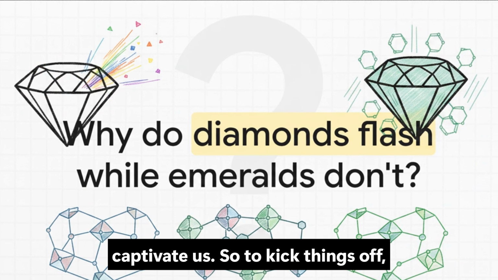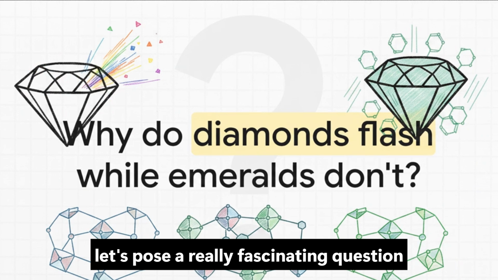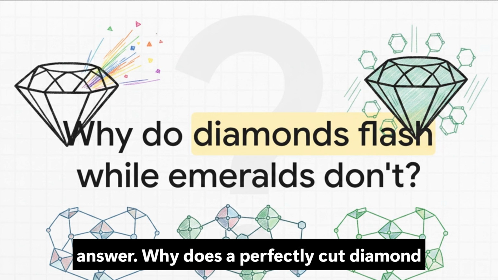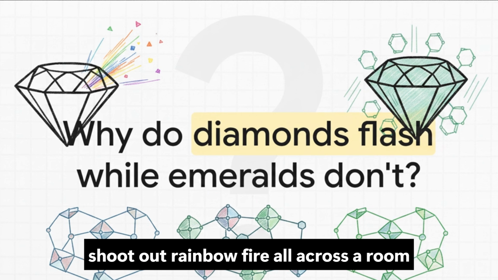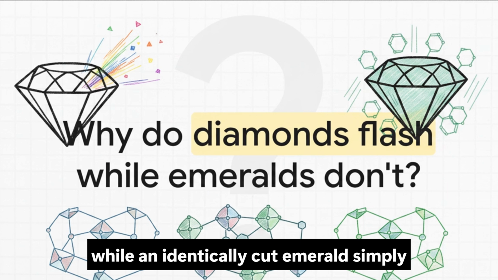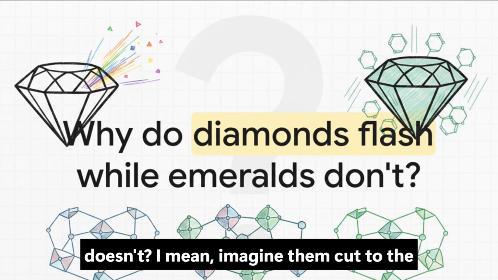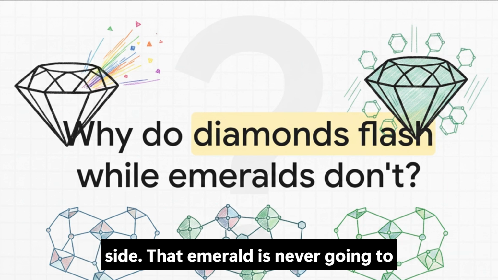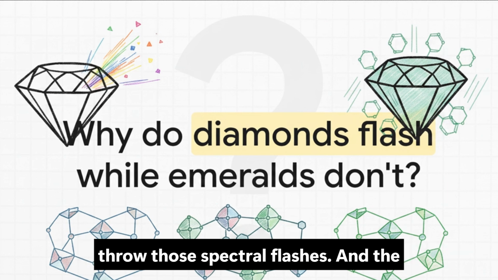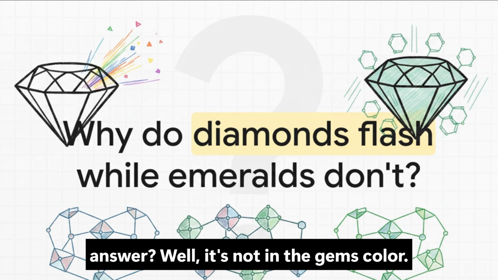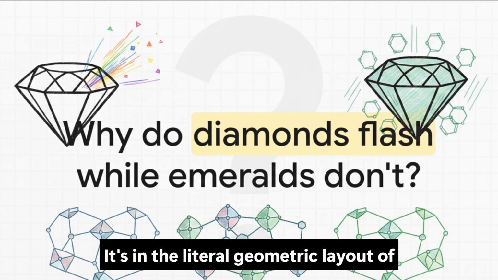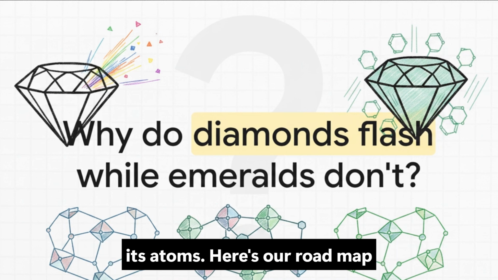So, to kick things off, let's pose a really fascinating question that trace elements alone just can't answer. Why does a perfectly cut diamond shoot out rainbow fire all across a room, while an identically cut emerald simply doesn't? I mean, imagine them, cut to the exact same specifications, sitting side by side. That emerald is never going to throw those spectral flashes. And the answer? Well, it's not in the gem's color. It's actually in something far stranger. It's in the literal geometric layout of its atoms.